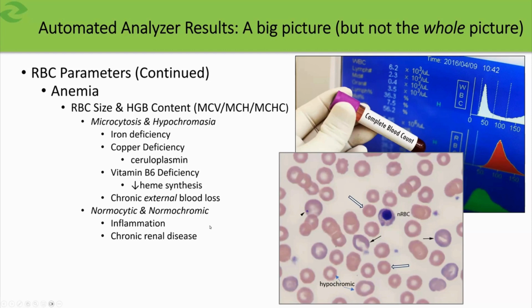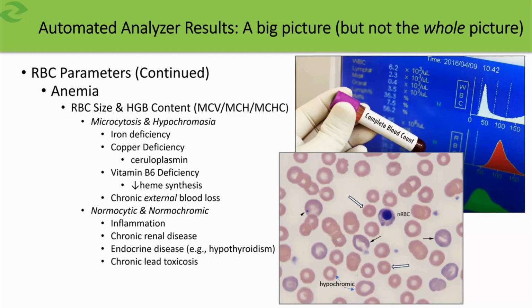Chronic renal disease associated with decreased erythropoietin, kind of a classic there for normocytic normochromic. And then endocrine disease, hypothyroidism being the most common cause of normocytic normochromic non-regenerative anemia.